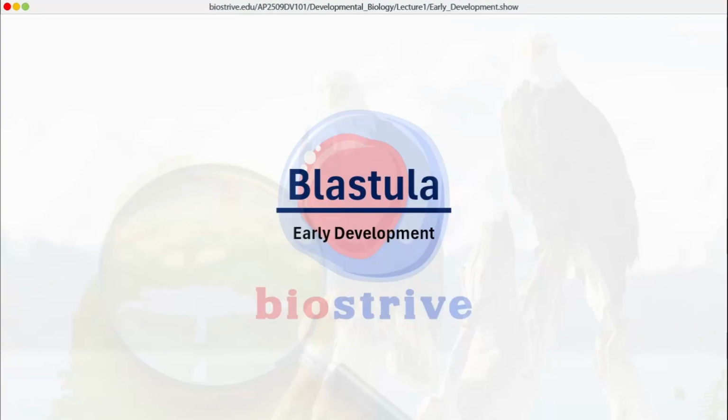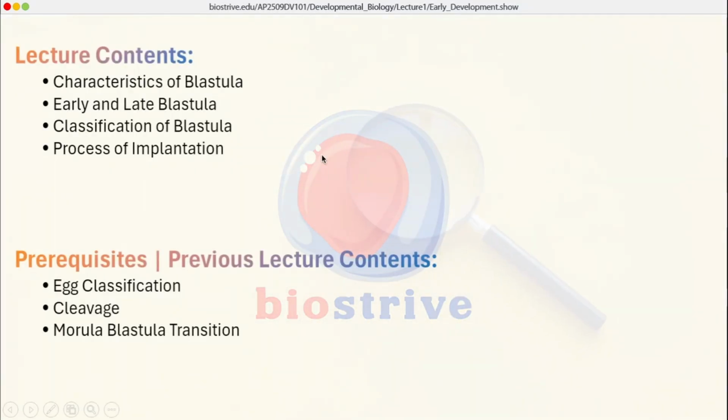In this short lecture, we will talk about blastula, and we will begin with general characteristics of blastula. Then we will identify early and late blastula stages. Then we will move on to classification of blastula, and finally we will describe the process of implantation.